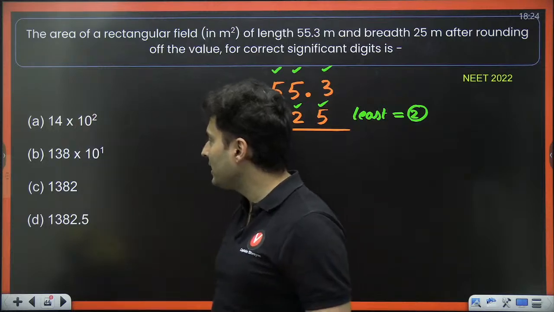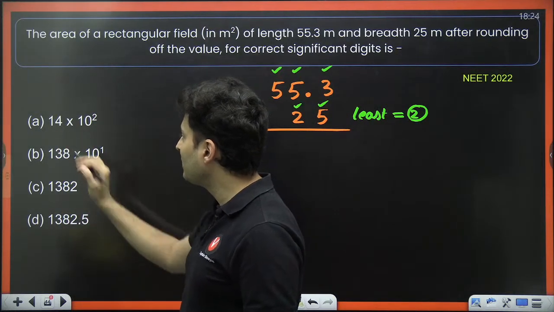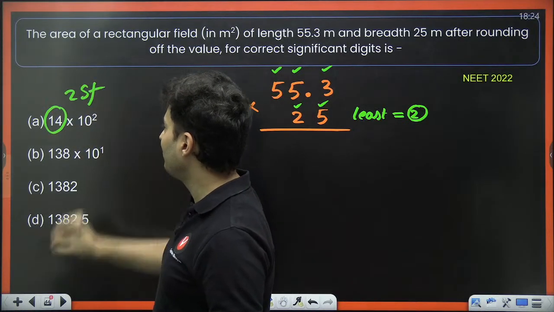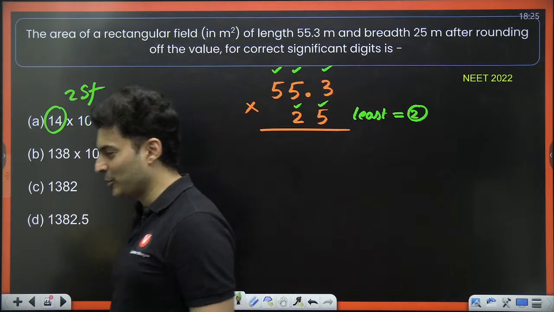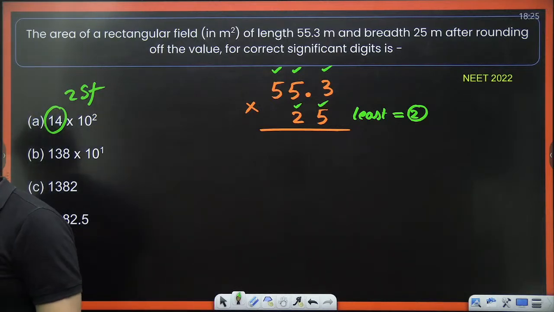Out of all these, this has 4, this has so many, this has 3, this has 2. Only this one has two significant figures. So I think the answer will be A only. Answer will be A. Yes, correct. A for Ames. Very good, Yashwant, Krishna, Shiva Prasad. Excellent, my dear warriors.